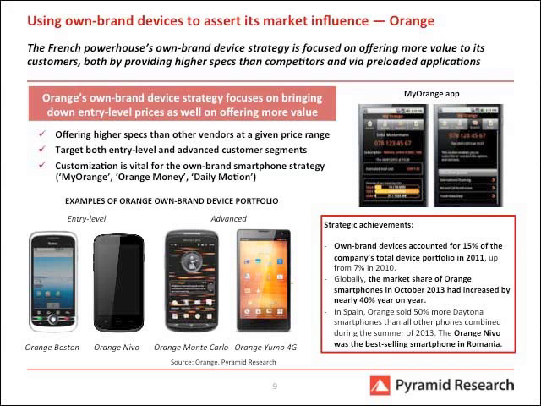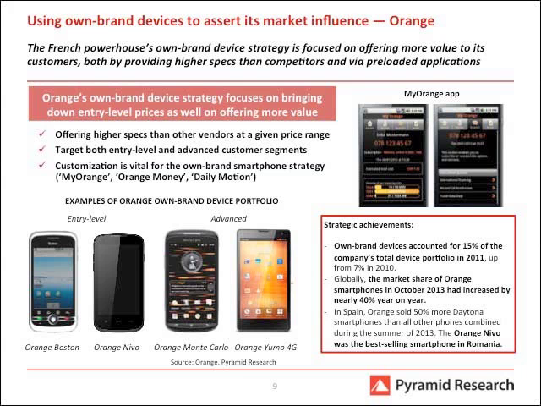We have some examples of Orange's own brand device portfolio here. As you can see, there are entry-level devices like Orange Boston and Orange Nevo, but also advanced devices. In particular, please pay attention to Orange Umo. It's a 4G Orange own brand device. Some strategic achievements have also been listed on the right side of the slide.